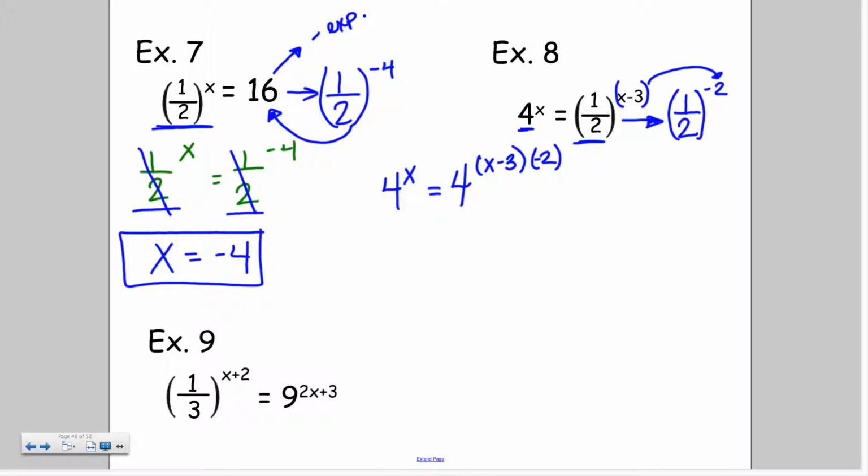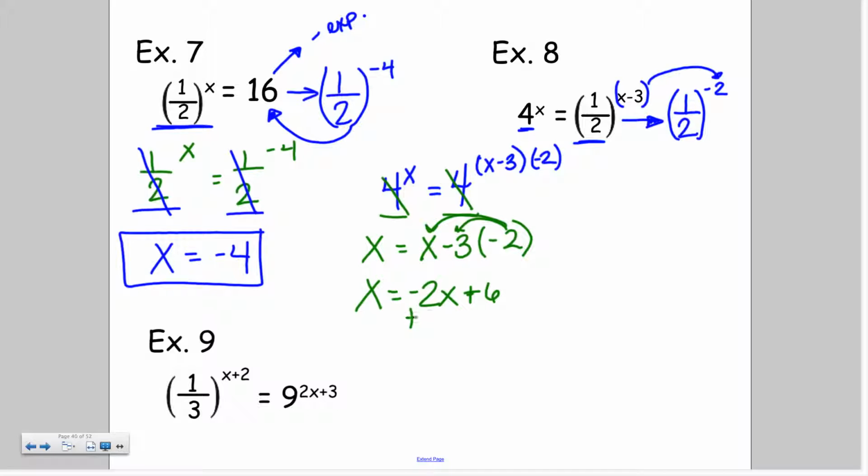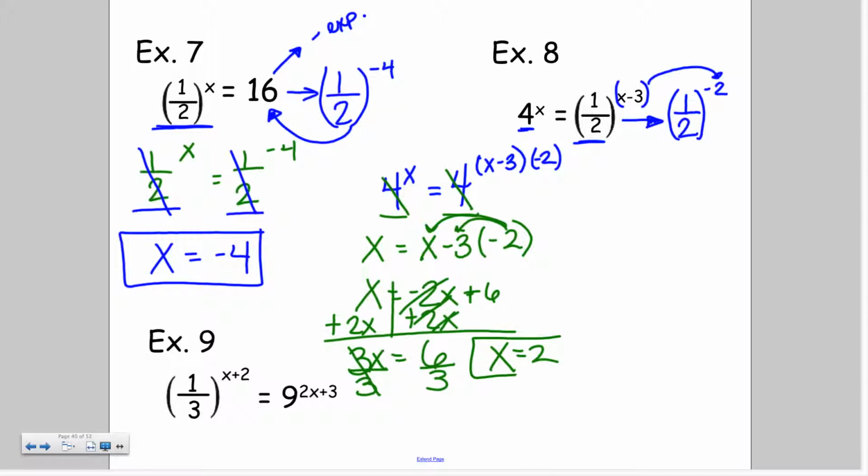All right, so in doing that, our bases are the same. And we have x is equal to x minus 3 times negative 2. And then just multiply this negative 2 out, distribute it to both of them. We're going to get x is equal to negative 2x plus 6. And we're going to solve for x. So add 2x to both sides. That's going to give us 3x is equal to 6. And then divide by 3. When we divide by 3, we get x is equal to 2.